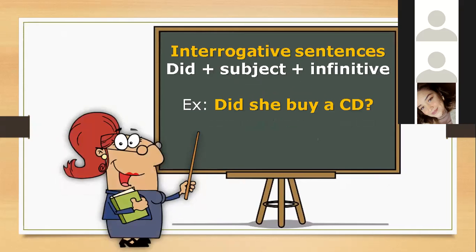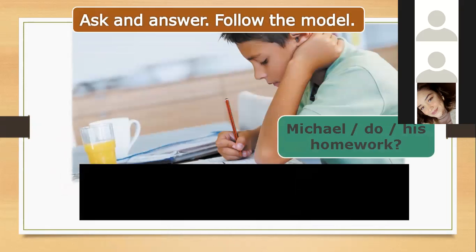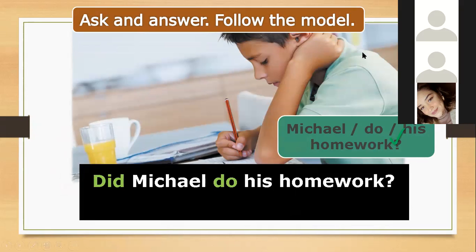Interrogative will be did plus the subject plus infinitive. Did she buy a CD? And the answers will be yes, she did, or no, she didn't. Ask and answer, follow the model. Did Michael do his homework? Yes, he did, or no, he didn't, right?